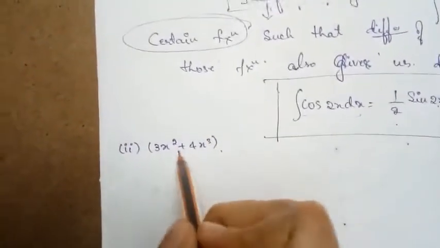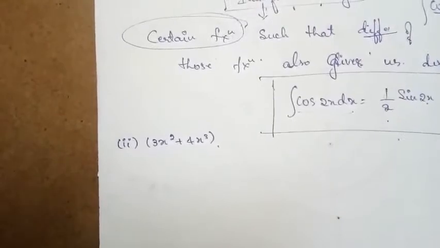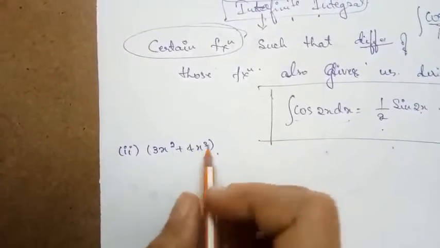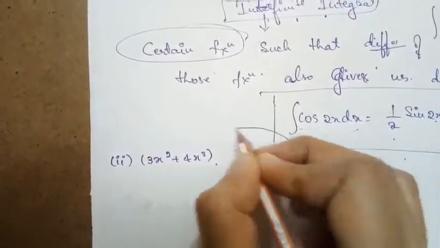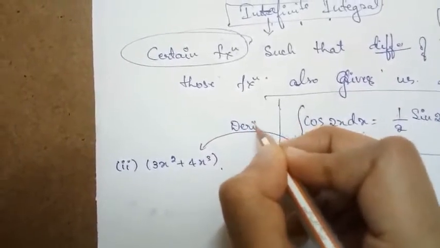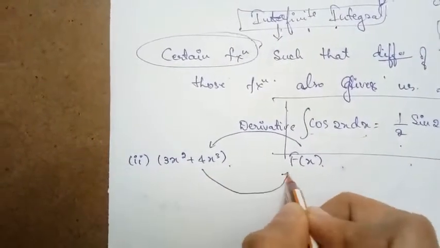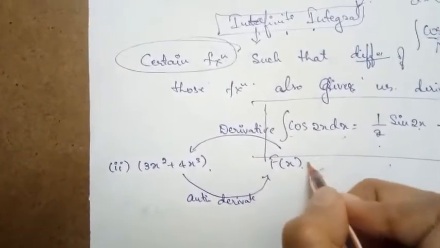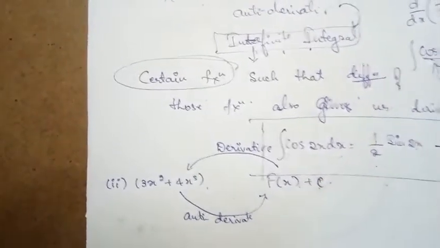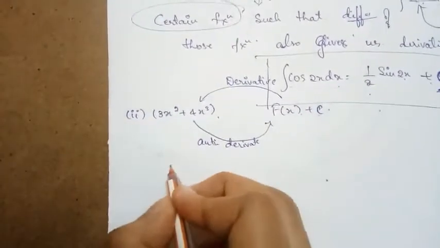Now let us move to the next thing: we need to find an antiderivative of 3x square plus 4x cube. What does that imply? There exists some function, say f of x, such that the derivative of f of x is 3x square plus 4x cube. If we take an antiderivative, we get f of x plus c. For the proper meaning of an antiderivative, we add this integration constant. So clearly, what does that say?